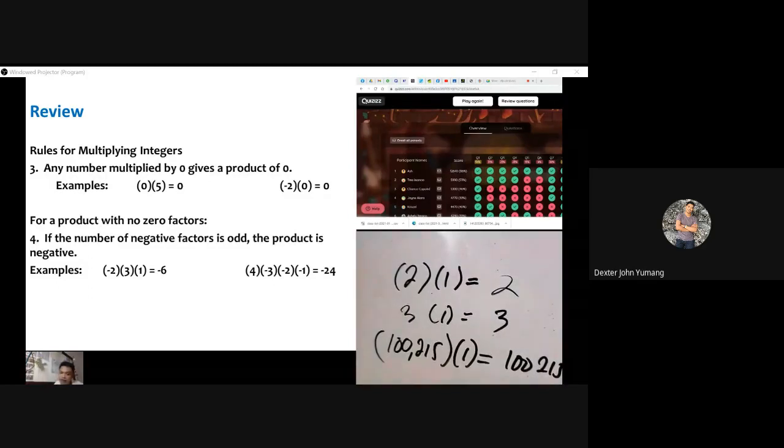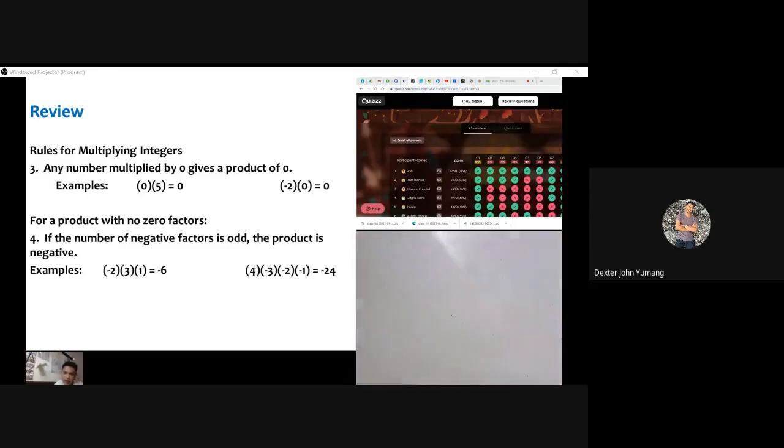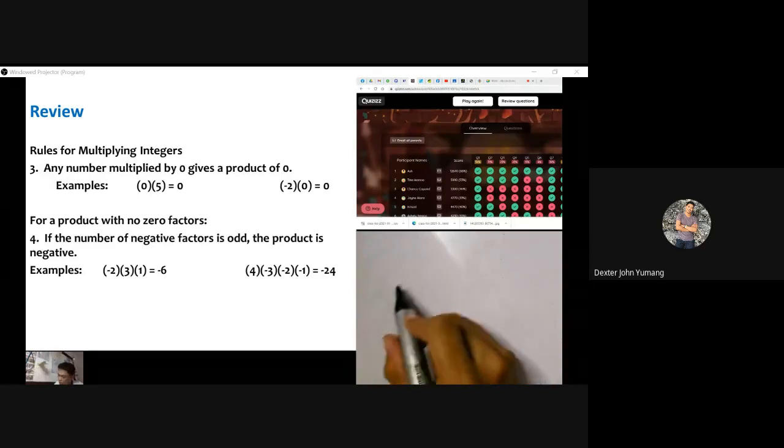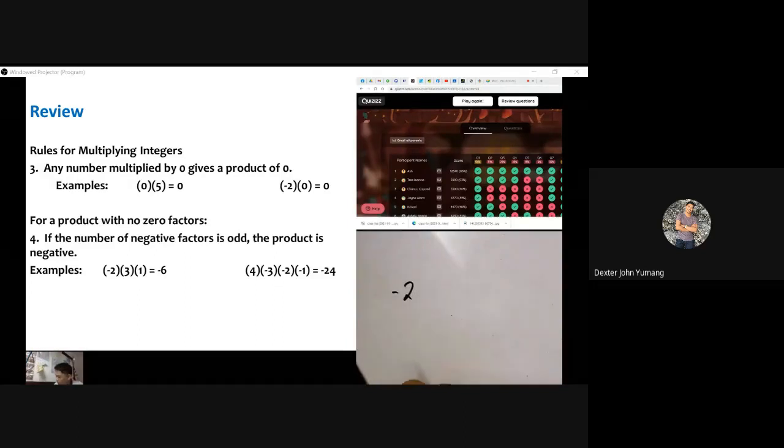If the number of negative factors is one, the product is negative. So, another thing, if the number of negative factors is one, the product is negative. Example, nag-multiply ka, isang negative dyan. Tapos, maraming positive. Positive, positive. O, positive 2 ulit. Ganyan. So, ilang negative ang nakita mo? Isa lang po. Kapag ganyan ang case, kapag isa lang po ang nakita mo, that is automatic positive ang answer.